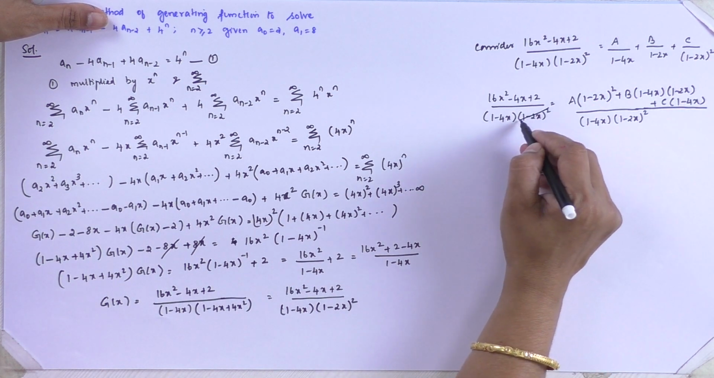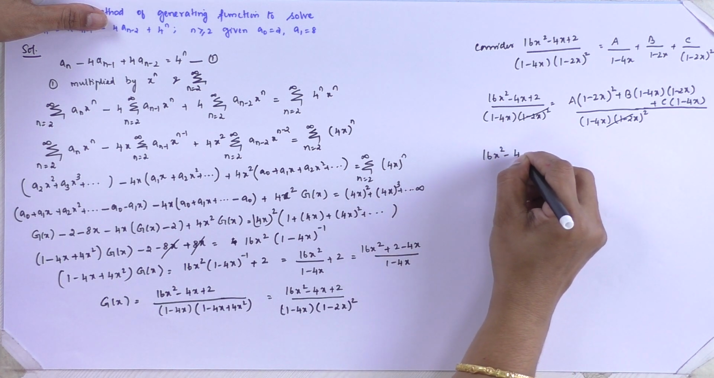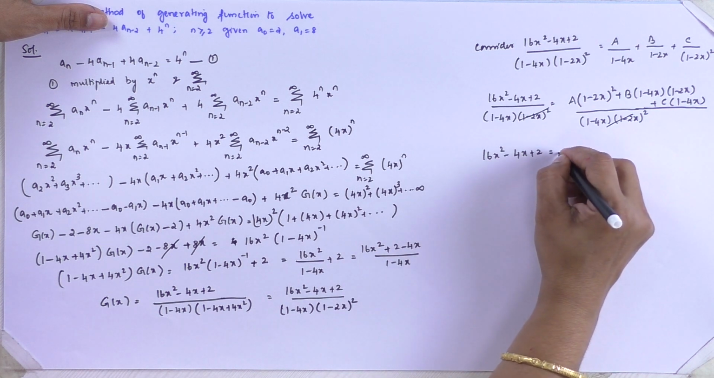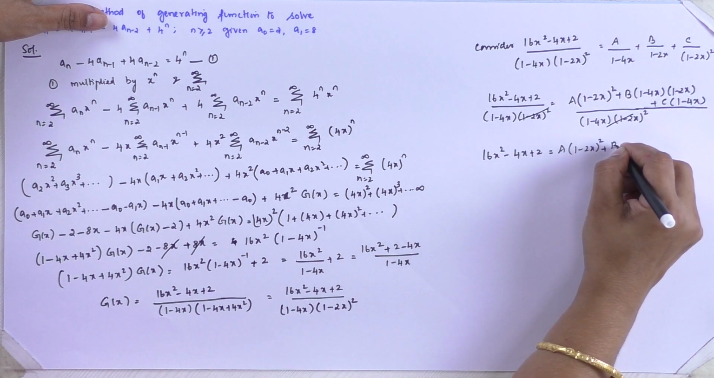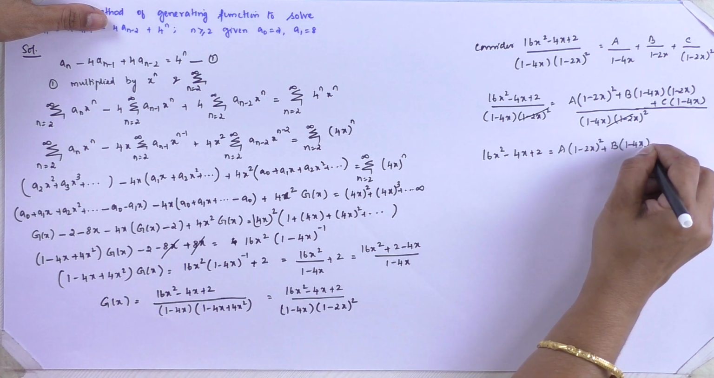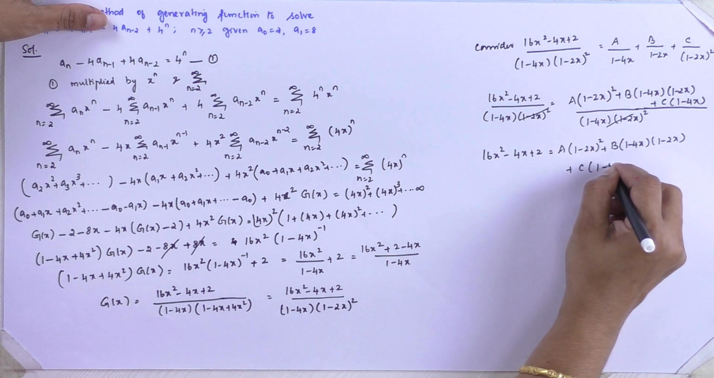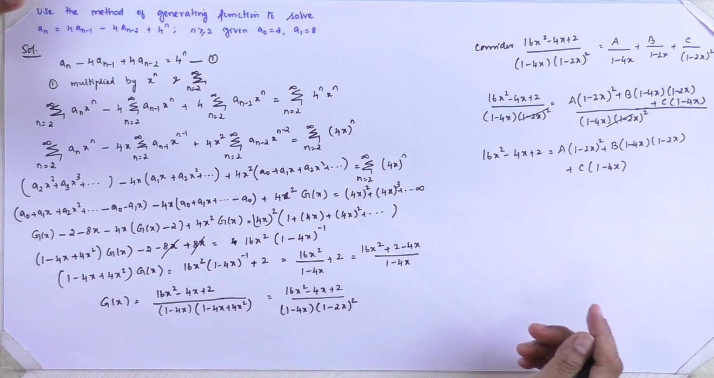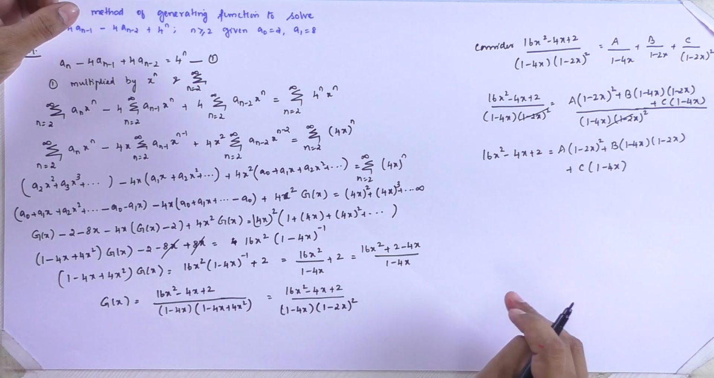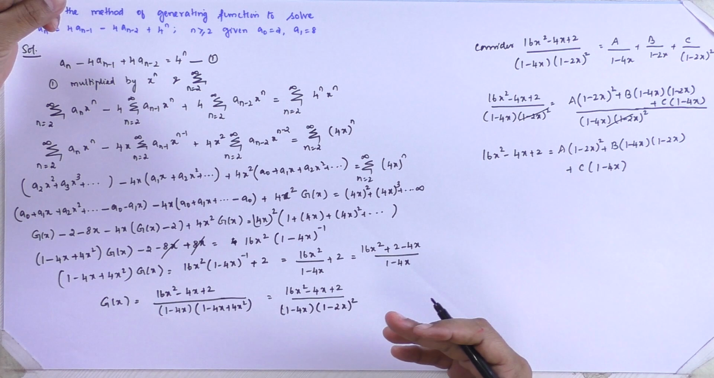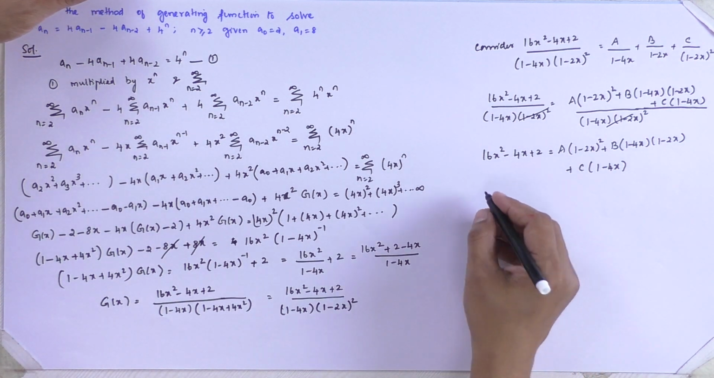On either side, my denominator will get cancelled, and we will have 16x square minus 4x plus 2 is equal to a into (1 minus 2x) the whole square plus b into (1 minus 4x) into (1 minus 2x) plus c into (1 minus 4x). And as I have already said, to get the values of the unknowns a, b, c, either I can equate the like terms, or I can randomly give values of x and get the values of a, b, c. That way we do it.